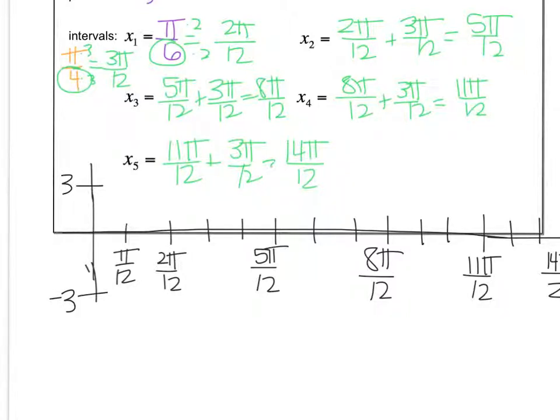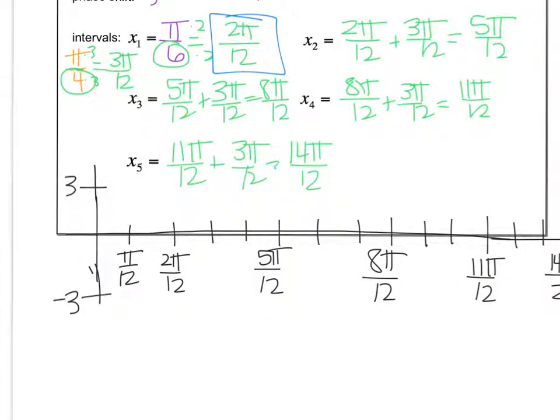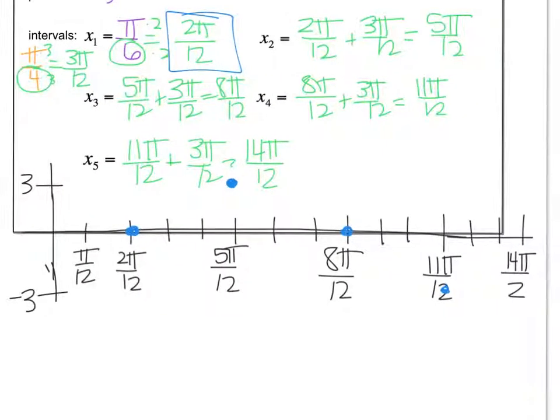And then the graph is going to start at our starting value, and it's going to be an intercept. And the intercept's going to be at that 2 pi over 12. And then we're going to max at the next point, 5 pi over 12. Intercept at the next point, 8 pi over 12. Min at 11 pi over 12, and we're going to have the ending intercept at 14 pi over 12. So this is going to be your curve.